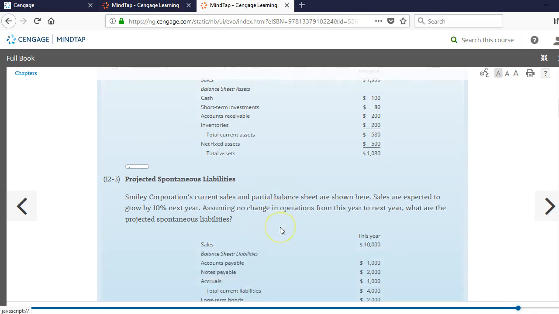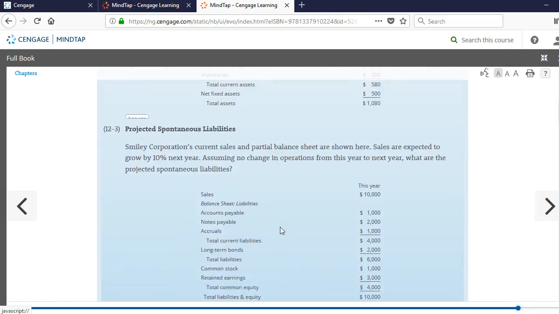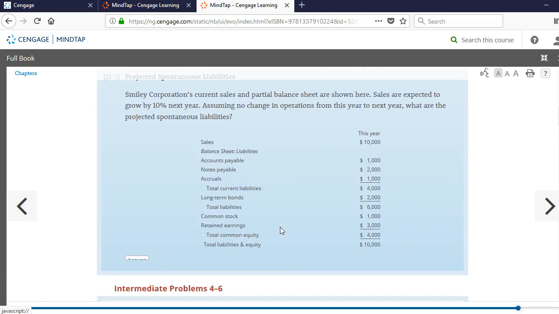Okay, then question 3 is on the liability side. So it's kind of the same situation, but now the liability side. It says Smiley Corporation's current sales and partial balance sheet are shown below. You can see it says sales are expected to grow by 10% next year. Assuming no change in operations from year to next year, what are the projected spontaneous liabilities? And you can see right here sales of 10,000 and the various balance sheet amounts are here. So they give us the entire balance sheet: current liabilities, long-term debt, equity, and so on.